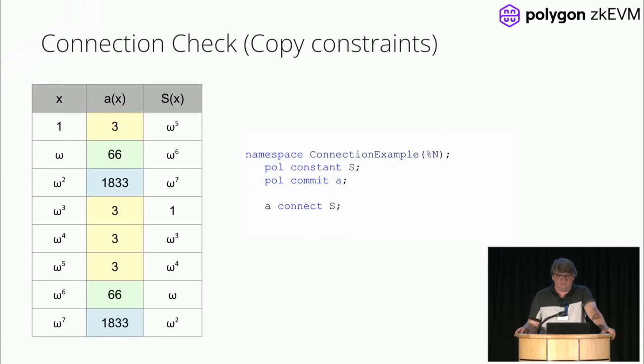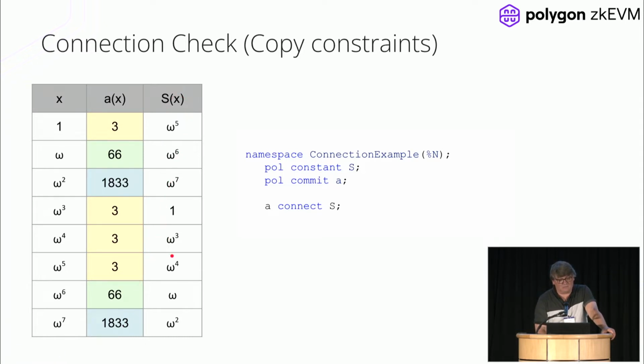And the last thing that we can do in PIL is also create these copy constraints. People that know Plonk will find it familiar, but the idea is that I can define a polynomial here, and I want to guarantee that maybe the second position is the same as the seventh position, or that this position is exactly the same as this one. How do I do that?